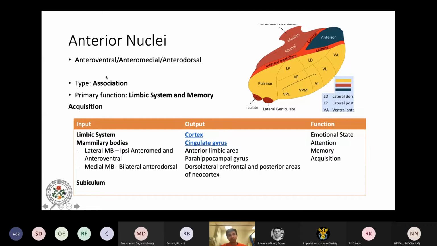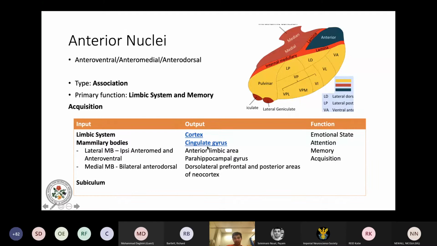So if you were to put it down to one group, it would be an association type of nuclei. Its primary function involves the limbic system and memory acquisition. And it's got an important connection with the mammillary bodies. So if you want to know the specifics, the lateral mammillary body connects to the ipsilateral anteromedial and anteroventral nuclei in the anterior nucleus and projects to all these areas.